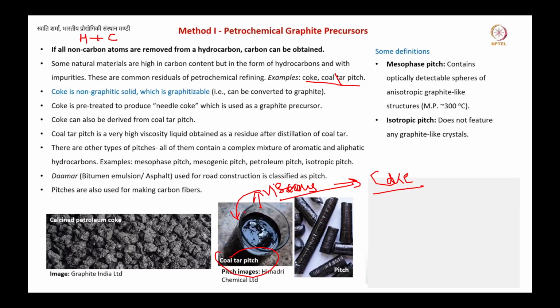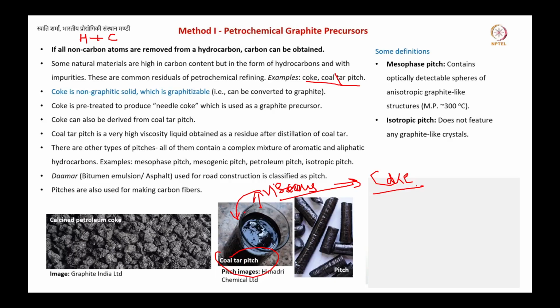There are often types of pitches. All of them contain a complex mixture of aromatic and aliphatic hydrocarbons. Again, the term called, very, your plus one, plus two. What is hydrocarbon? How many types of hydrocarbons are there? Aromatic, aliphatic. Example, mesophase pitch, mesogenic pitch, petroleum pitch, isotropic pitch.